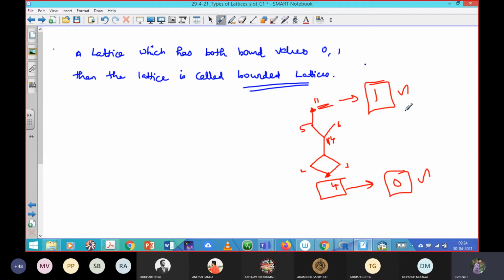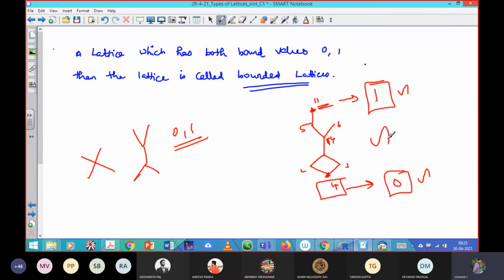If a lattice, when you draw it as a Hasse diagram, has both the bound values, then the lattice is called a bounded lattice. Now can you try to say which is a bounded lattice? This is not a bounded lattice, sir. Why? Because it has two upper elements. Very good. So here we could not fix which one can be the greatest element, or which one can be the least element. So we could not determine 0 and 1 for this lattice Hasse diagram, and we should not call this a bounded lattice.